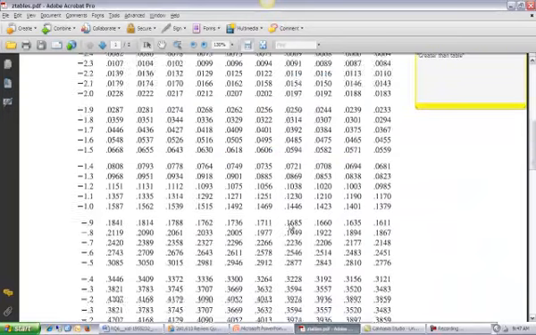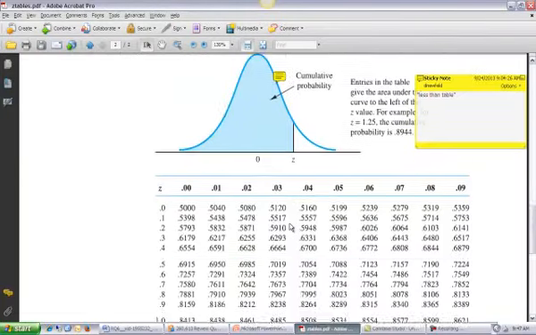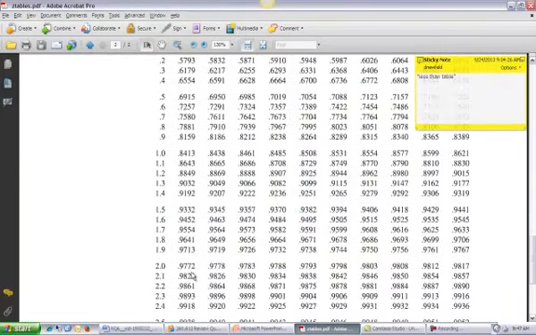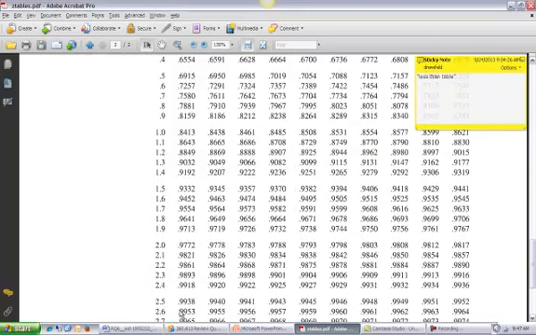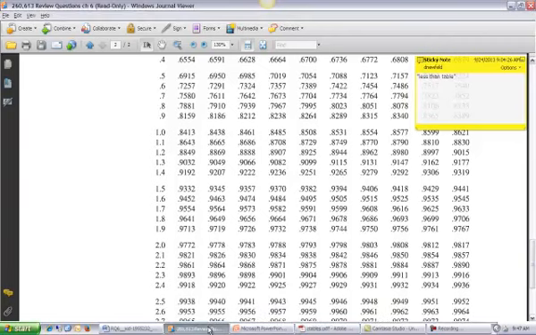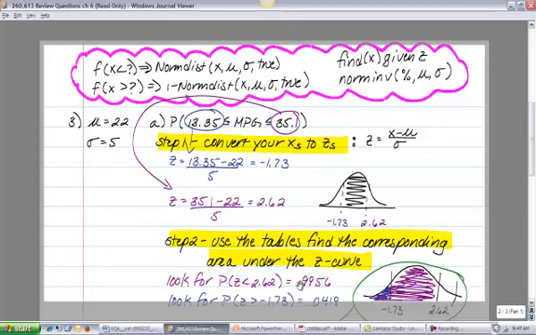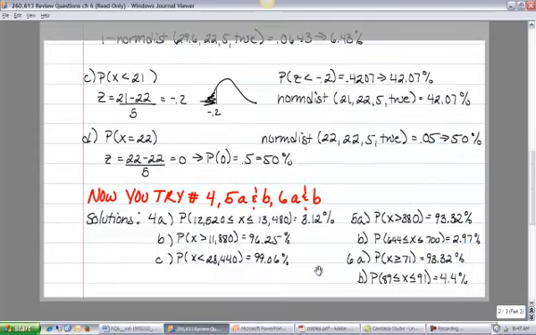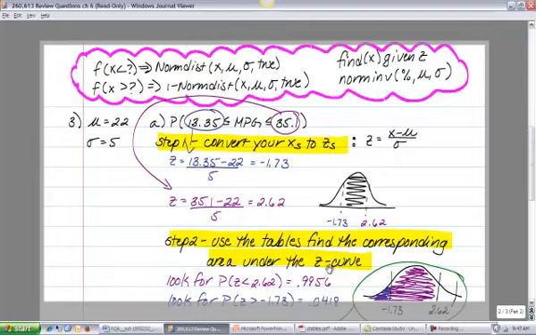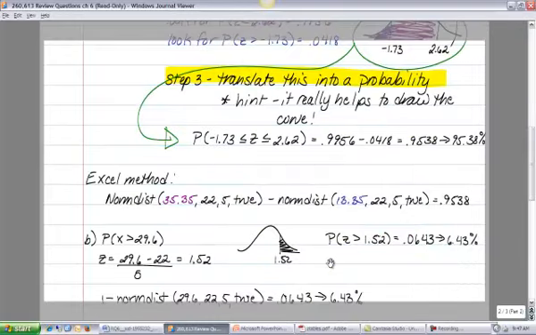So I'm going to go to my less than table and find 2.62. So 2.6, this is 2.60, 2.61, 2.62 is 0.9956. Okay, so I'm going to write that down, 0.9956. And then remember, easy way to remember this, you can never have a negative probability. So it has to be 0.9956 minus 0.0418.